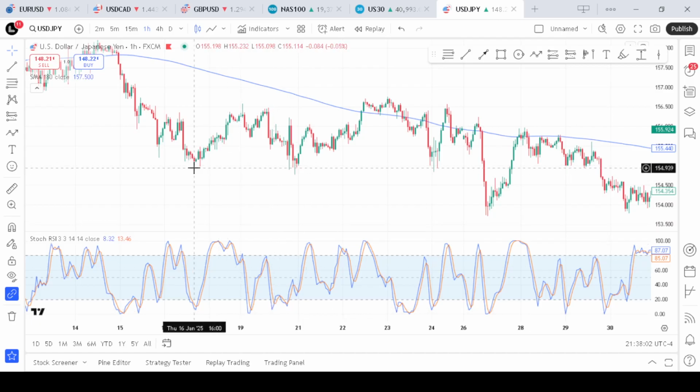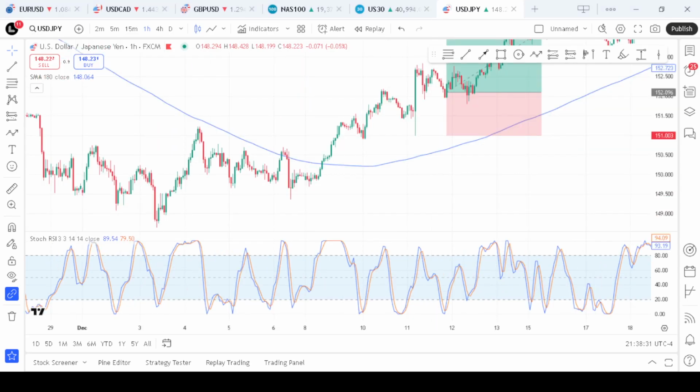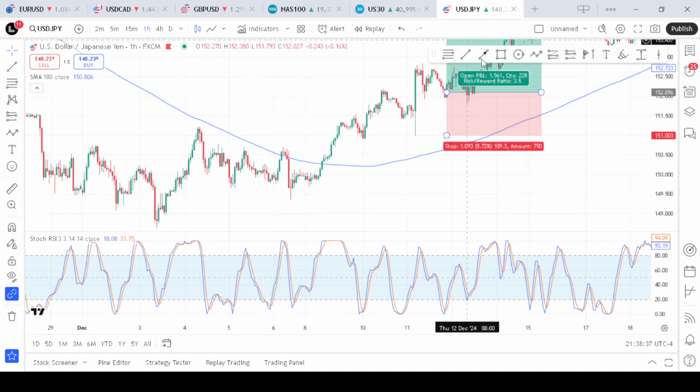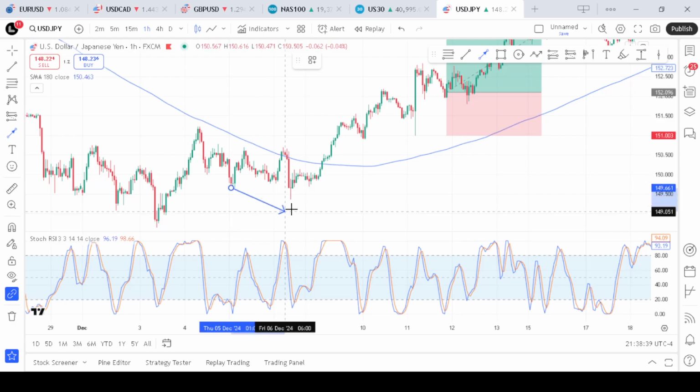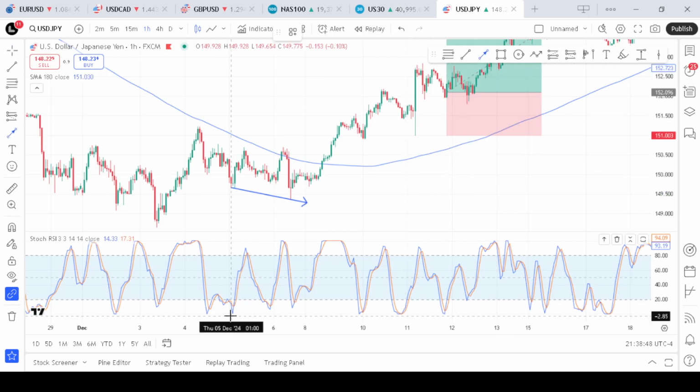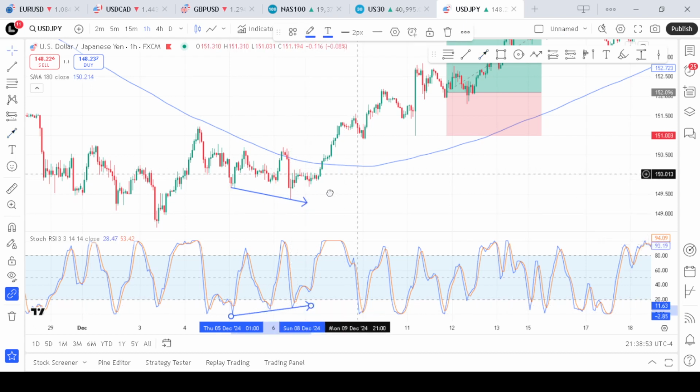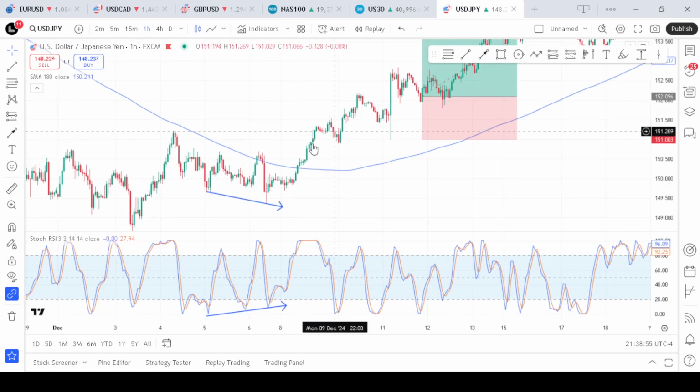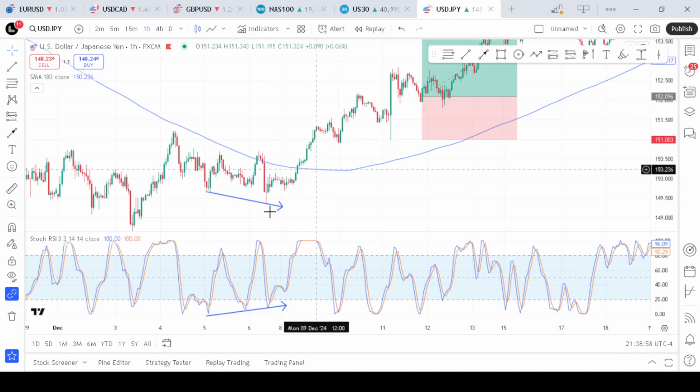And as you can see, I'm trying to spot a particular reversal. As we can see in price at this area, price made a lower low, while the stochastic RSI at this area made a higher low. This signaled a potential bullish reversal. This is what we saw.